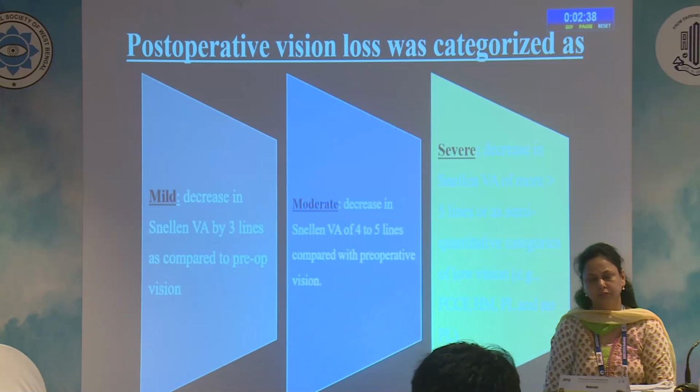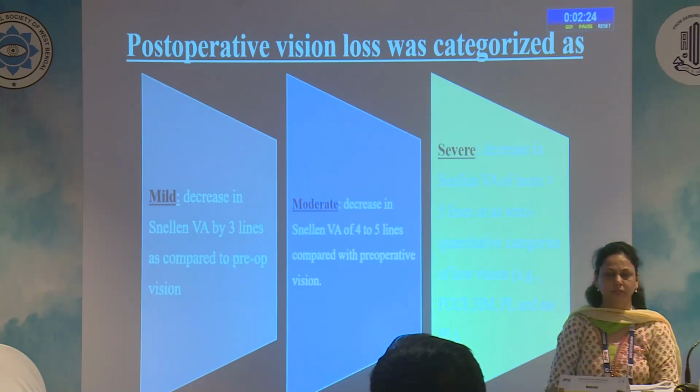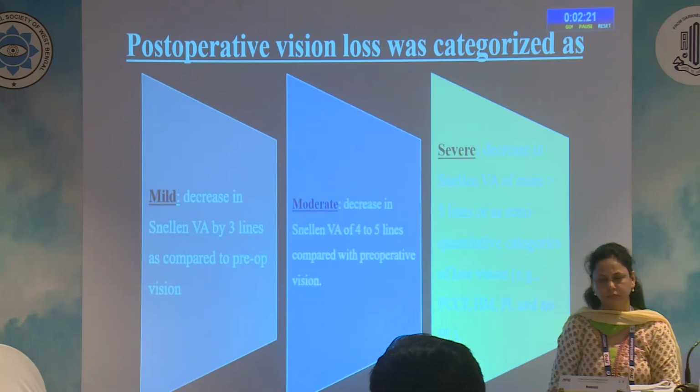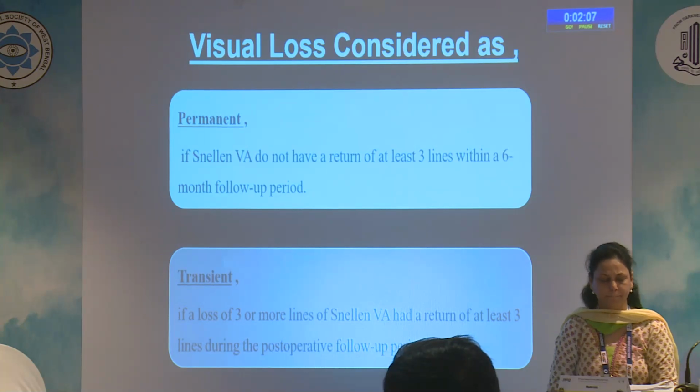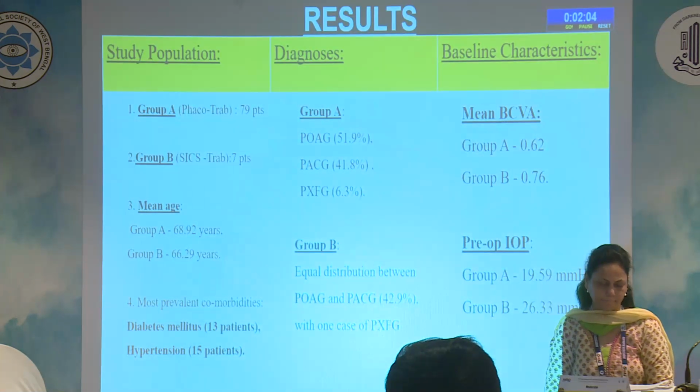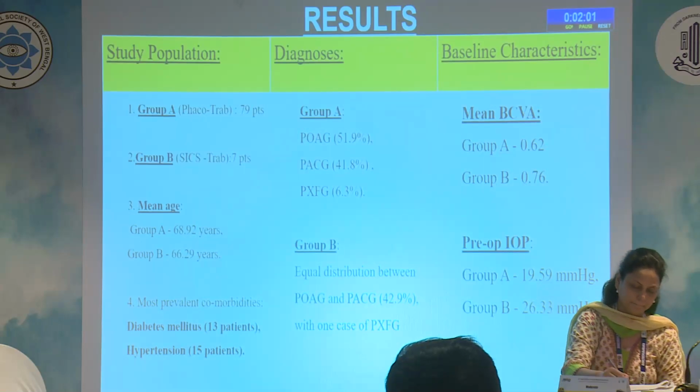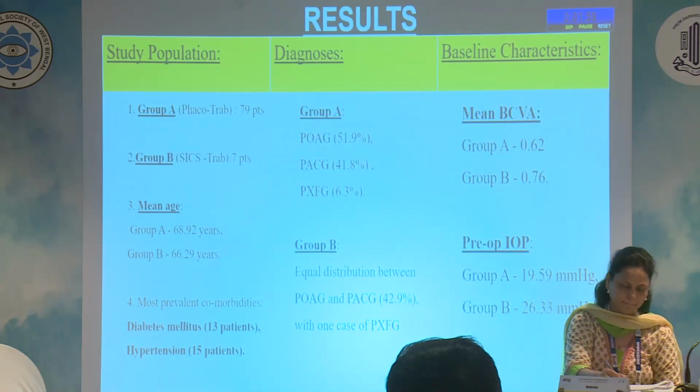The postoperative vision loss was characterized as mild when visual acuity decreased by 3 lines compared to pre-op, moderate when visual acuity dropped by 4 to 5 lines, and severe when we have more than 5 lines of vision loss or poor visual acuity like hand movement or finger counting. Permanent vision loss is defined when visual acuity does not return to within at least 3 lines within the 6 month follow-up period, and transient if the loss of 3 or more lines in visual acuity returned to within 3 lines during the 3 month post-op period. So these are the basic characteristics. Most of this is open angle glaucoma, angle closure, and pseudoexfoliation.